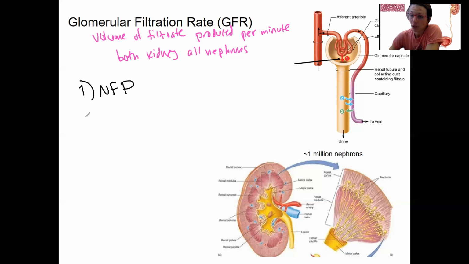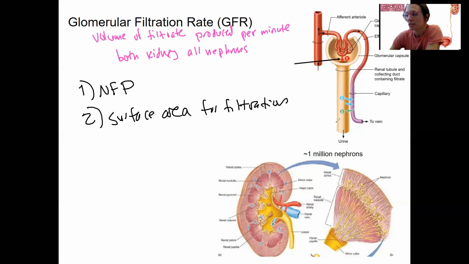The other things that determine glomerular filtration rate is going to be surface area for filtration. So what I mean by this is, again, we're adding together all the glomerular capillaries junctions with Bowman's capsules in about 1 million nephrons in all of the kidneys. So when the surface area would change would be, for example, a kidney disease. Otherwise, it's a fairly stable factor.